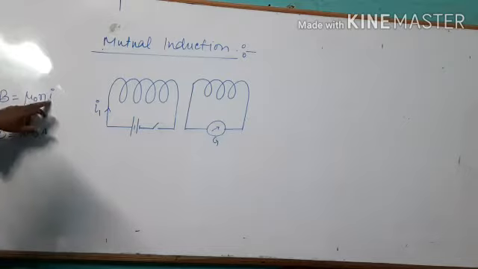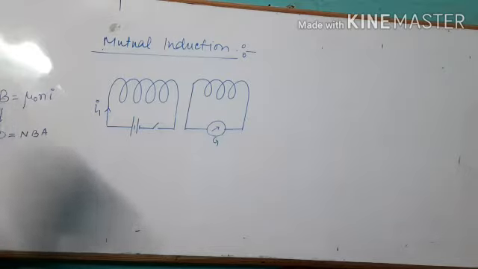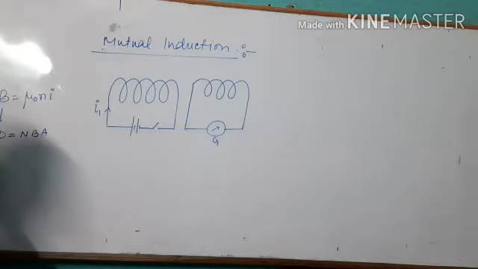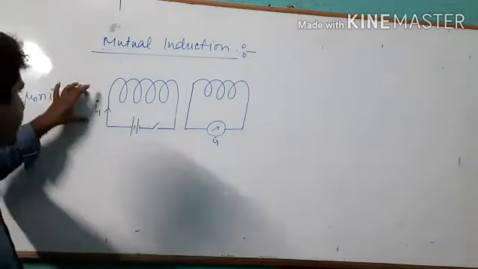Now if we increase the current, it means B will increase. So if B increases, it means phi also increases. And we know that if there is change in flux linked with the coil, then this changing flux produces EMF in that coil. So let's see what is happening here.